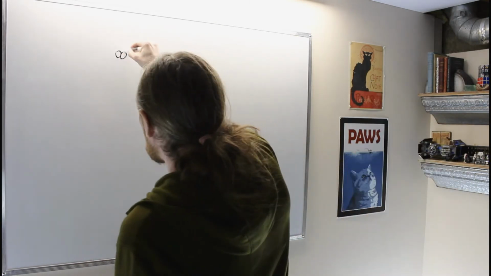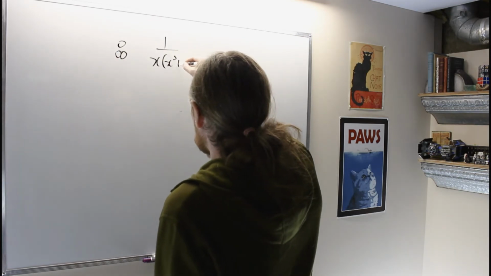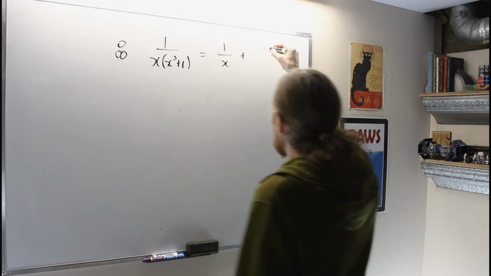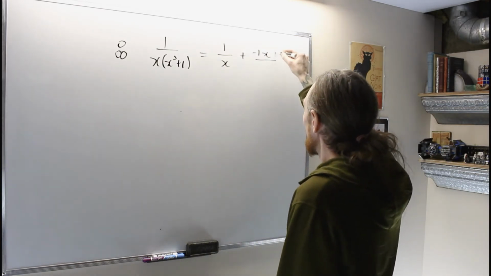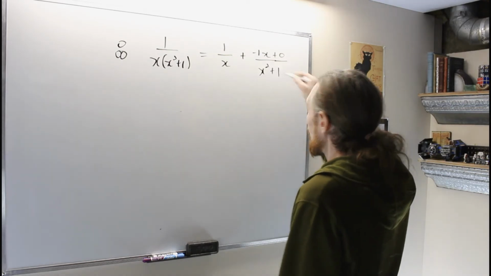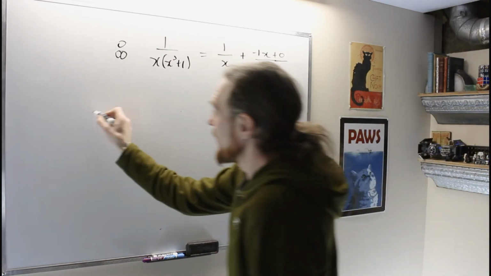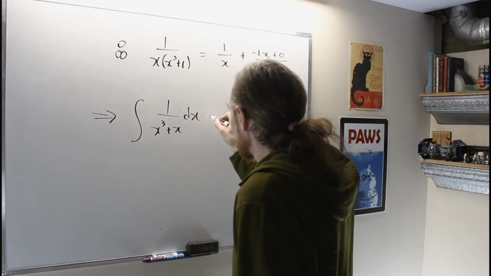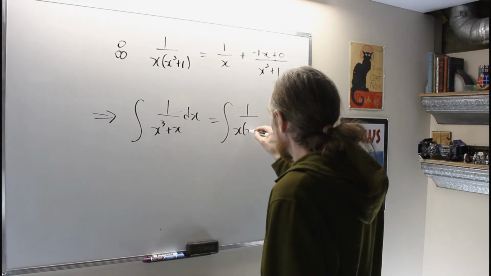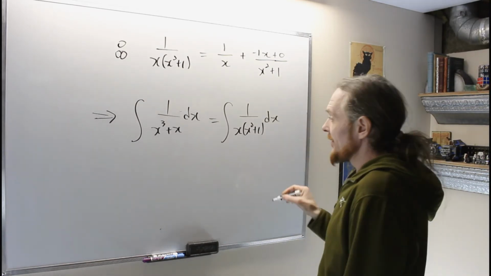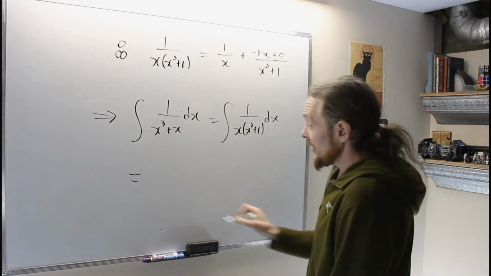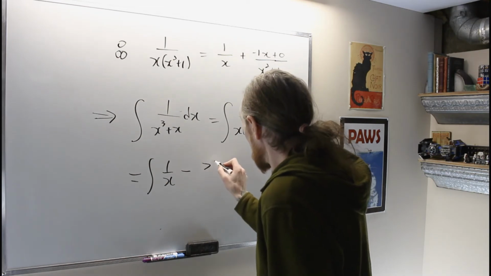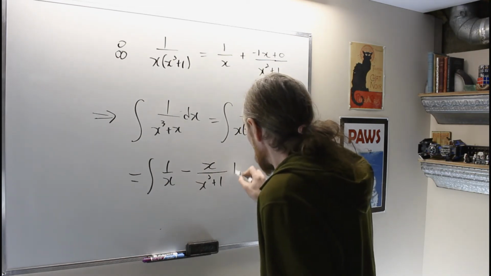So I'm going to use those immediately to put those back into the partial fraction decomposition and compute the integral. Therefore, 1 over x times x squared plus 1 is equal to a, which was 1 over x, plus b, which was negative 1 times x, plus 0 over x squared plus 1. Therefore, the integral of 1 over x cubed plus x dx is equal to the integral of 1 over x times x squared plus 1 dx, which is now equal to, by partial fraction decomposition, the integral of 1 over x minus x over x squared plus 1 dx.